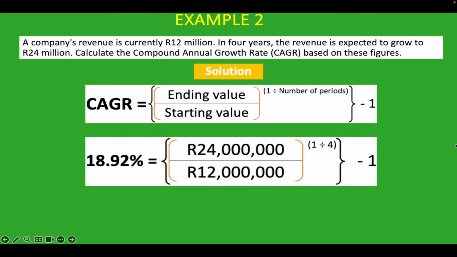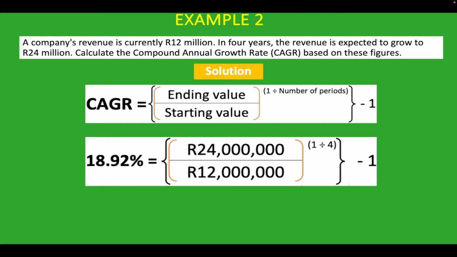24 million divided by 12 million, raise that to the power of 1 divided by 4. And then my answer, I will deduct 1. So you can see, if you pay attention to the brackets here, even if you're using a simple calculator, you should be able to get the 18.92% as your CAGR for this one. So I hope that was easy enough.